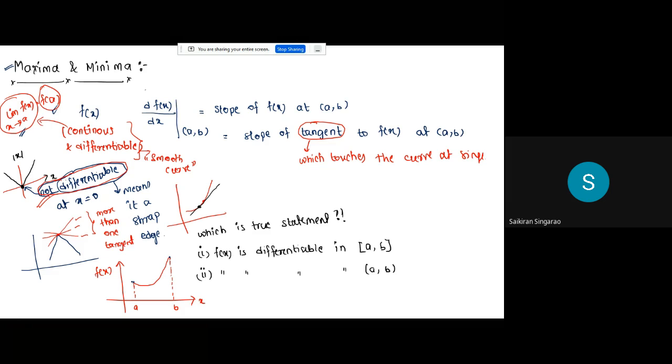But between A and B, no. Between A and B, everything is smooth, like a smooth curve. So, can you tell me now which of these statements is true? First or second? It's the first one.